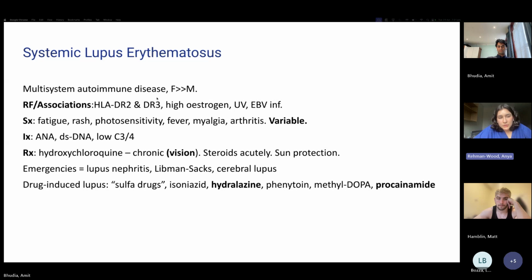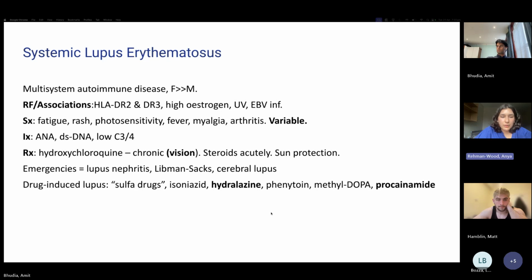We've gone through the investigations you would do. Also worth mentioning that they'll have low complement as well. And the treatment is hydroxychloroquine. I think vision is just highlighted here because it's important to know that if you're on long-term hydroxychloroquine, the main side effect is retinopathy. And we use steroids to manage acute flares, which is why that was the treatment for the Libman-Sacks. And conservative management can include sun protection.